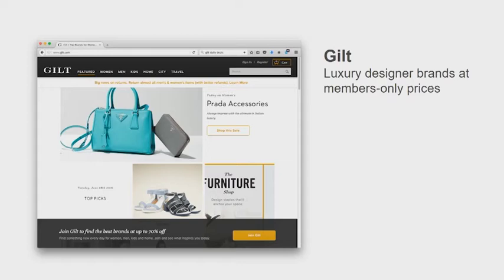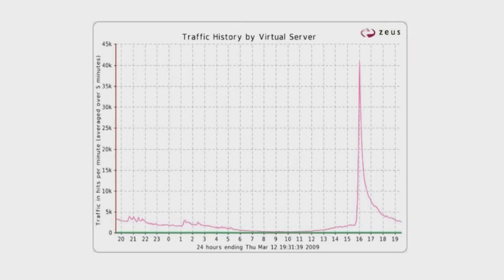Guild is a company that sells luxury designer brands online, and they spoke at last year's re:Invent about their journey from monolithic to microservices. Something interesting about Guild is that they have sales on every day at noon Eastern Standard Time. When the sales go live, their traffic typically spikes by 100 times within a matter of seconds, right? They used to run a monolithic application written in Rails, and it just couldn't scale to support this type of burst of activity.